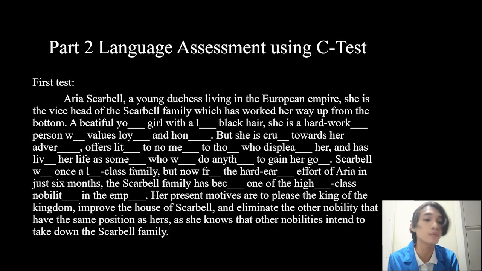Then we go to part 2. Language assessment using tests. There will be two tests. The first test is, I think I should read this.